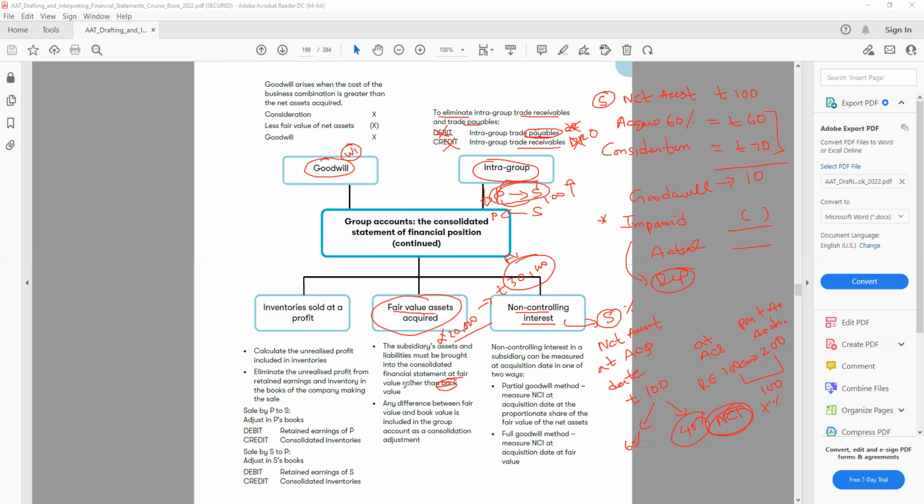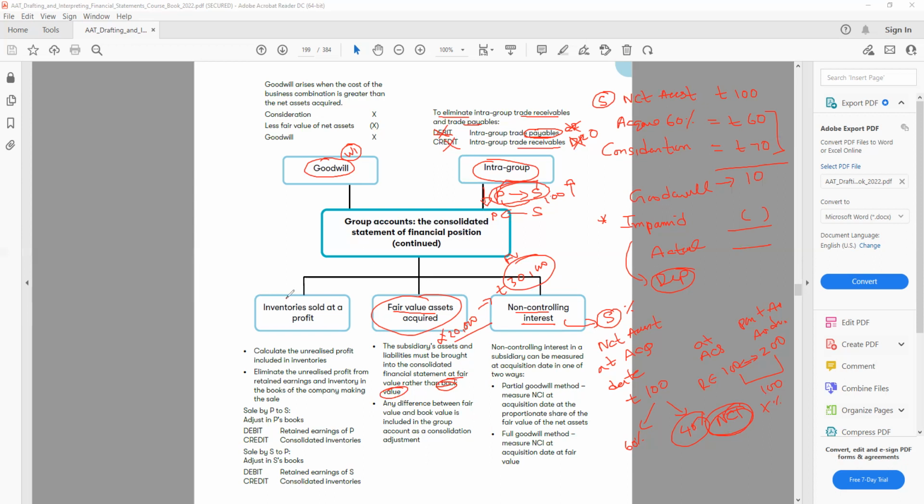The reason we don't use the book value is that the book value can be less, especially for land. If you bought land a long time before, maybe the value of the asset has now changed. So you need to see how much is the fair value of the asset. The fair value represents the market value or the current value of the asset.